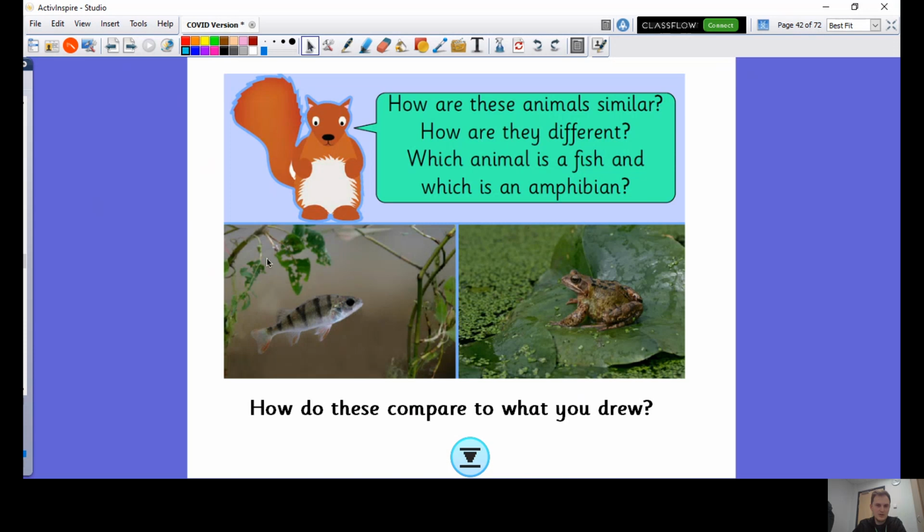This is a fish, absolutely. And then on this side, we have our amphibian. Okay, how do they compare to what you guys drew? Are they pretty close? Don't panic if they're not.